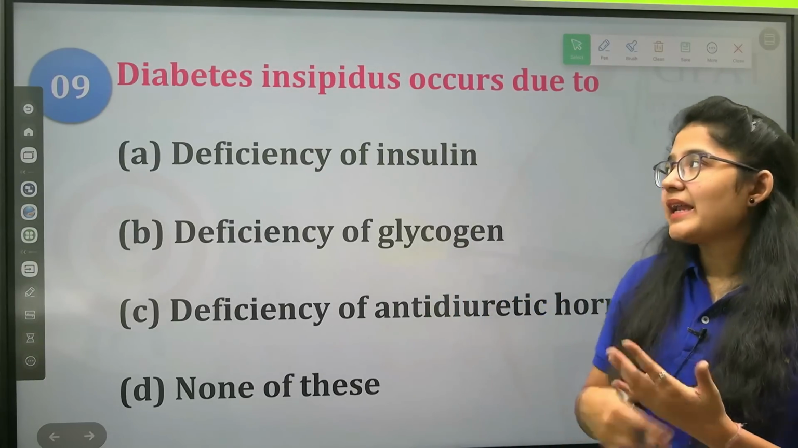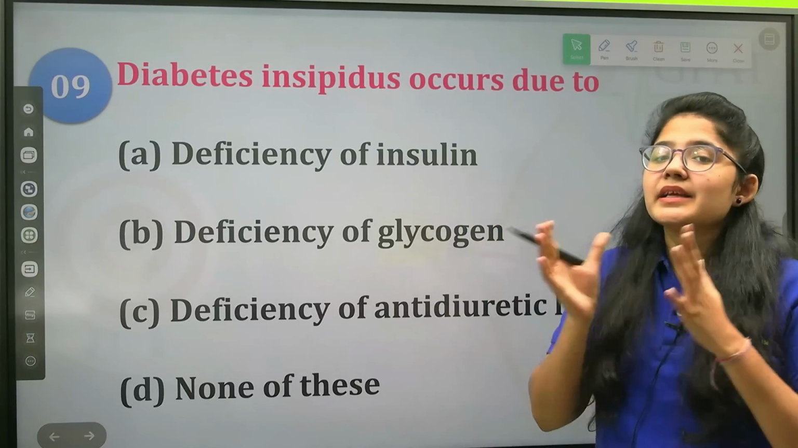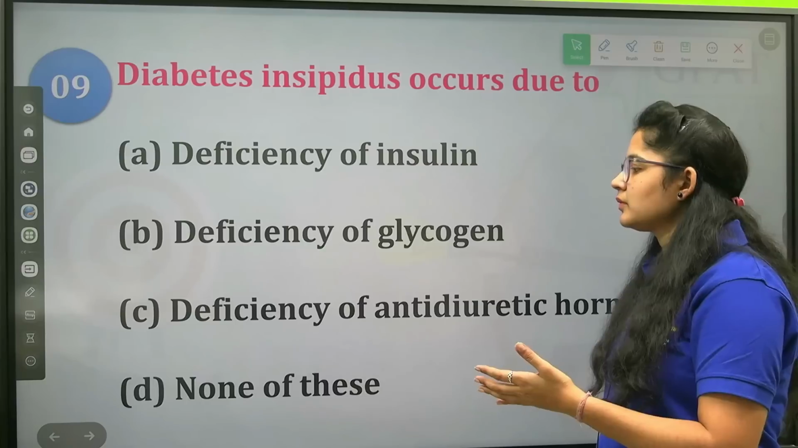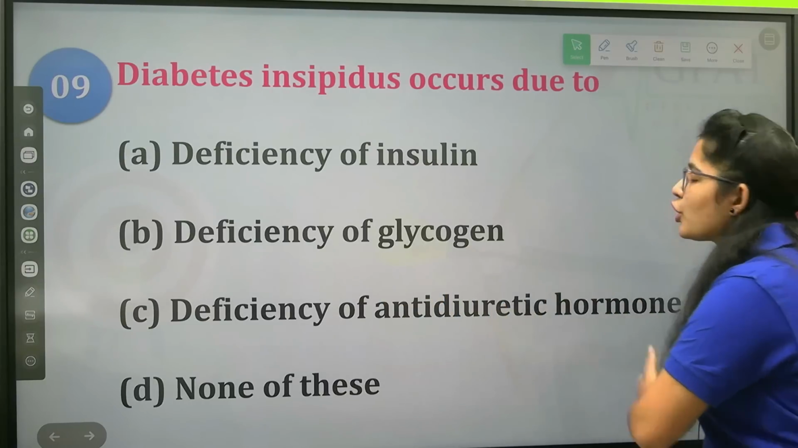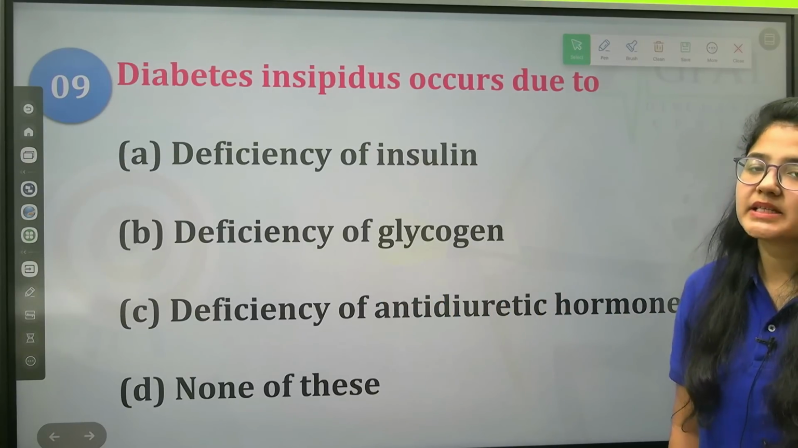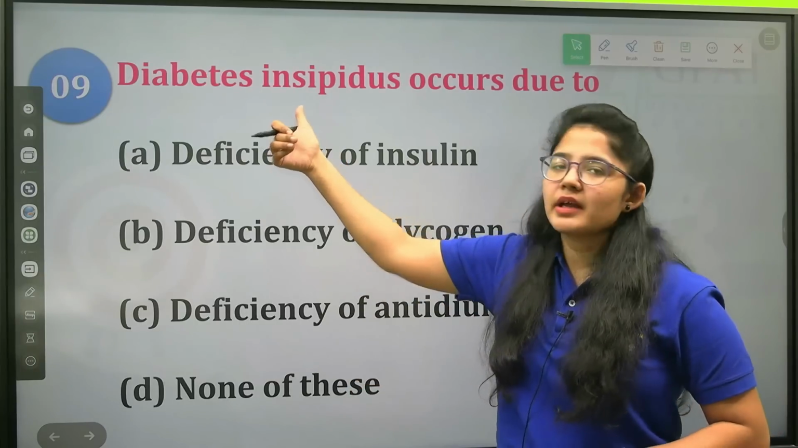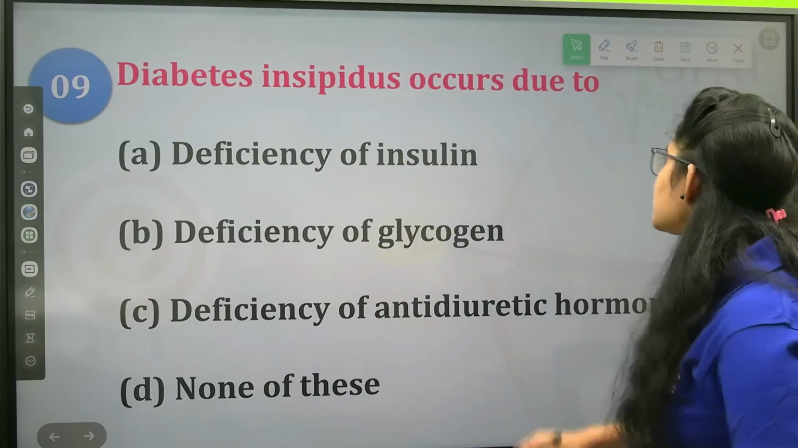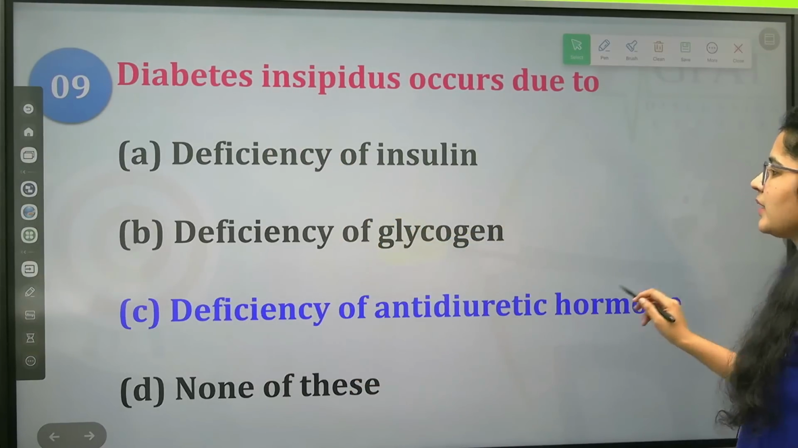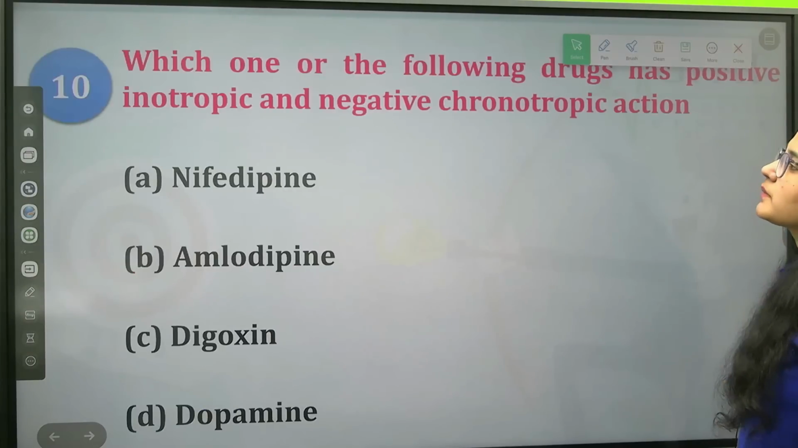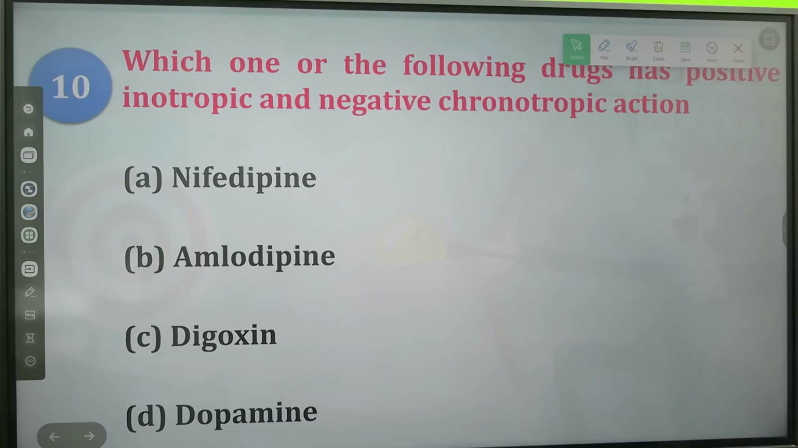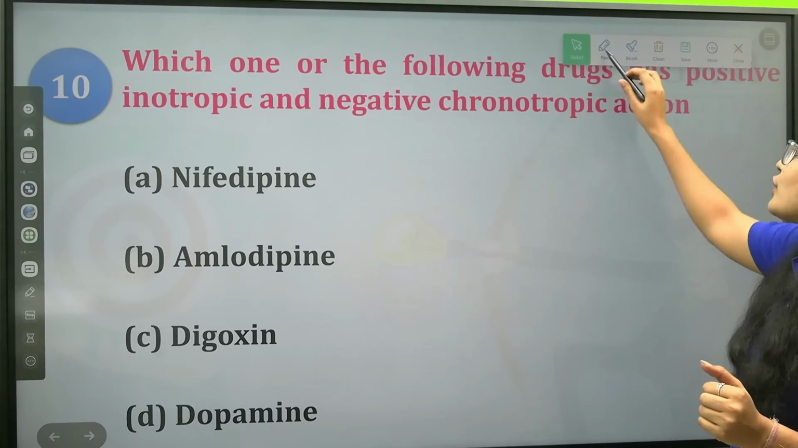Clear? So to dilute it, to regain the water reabsorption, the anti-diuretic hormone is responsible, meaning vasopressin, and the deficiency of this will lead to diabetes insipidus. Clear? Okay. Now the next question: which one of the following drugs has positive inotropic and negative chronotropic action?